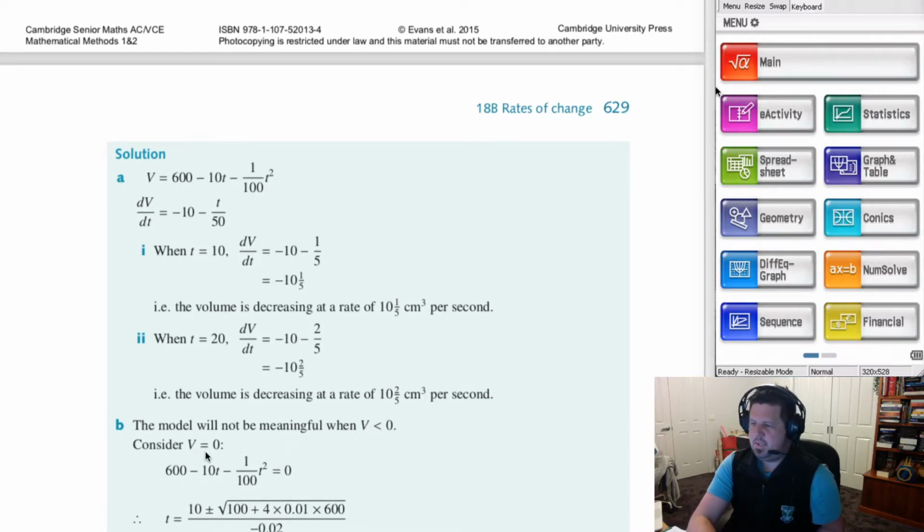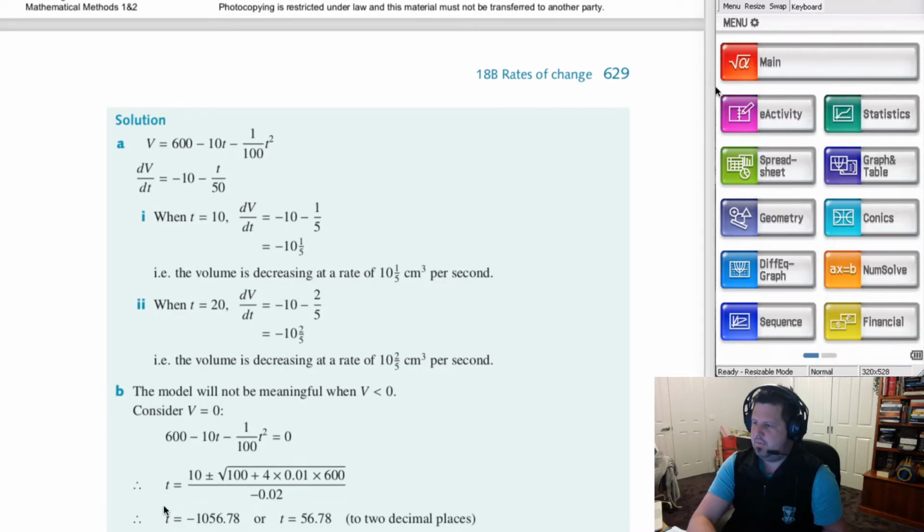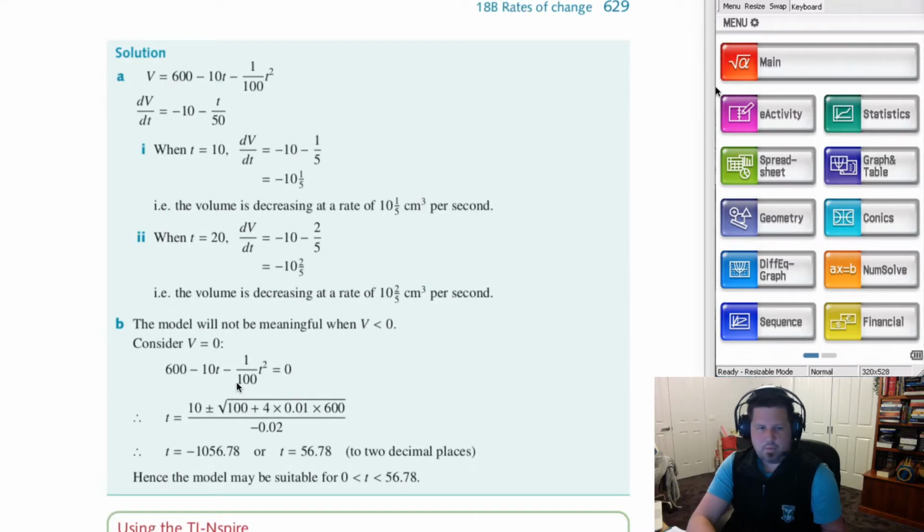Let's make v equal to 0. So here is the equation for the volume. We're making it equal to 0. We need to solve that to find out what t is when v equals 0. For this particular case, probably the easiest way to do this is to use the quadratic formula.